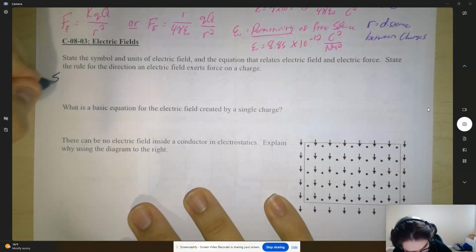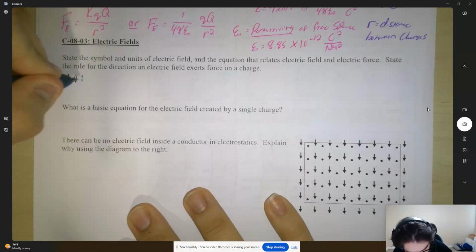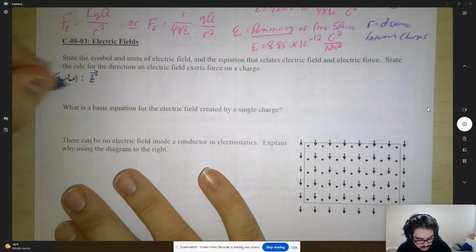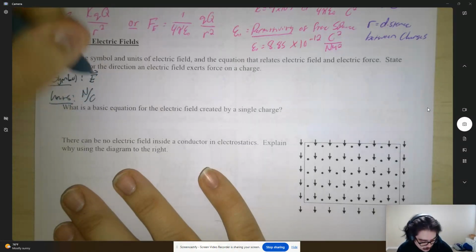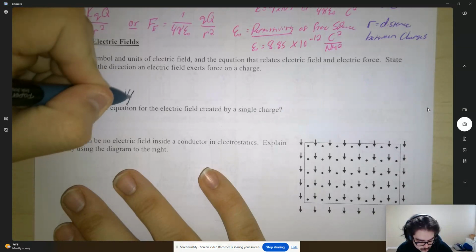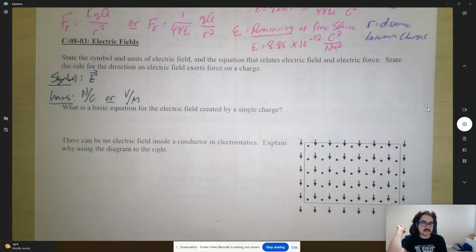The symbol is just E with an arrow over it because it's a vector. The units are newtons per coulomb, or you can also use volts per meter.